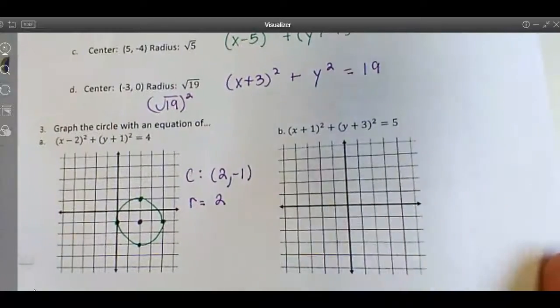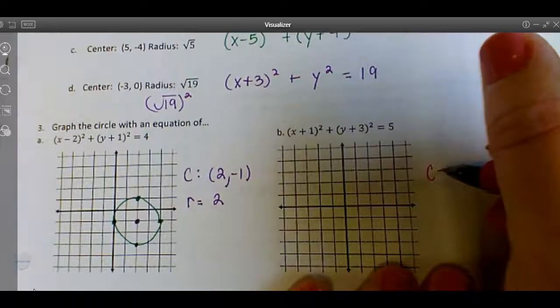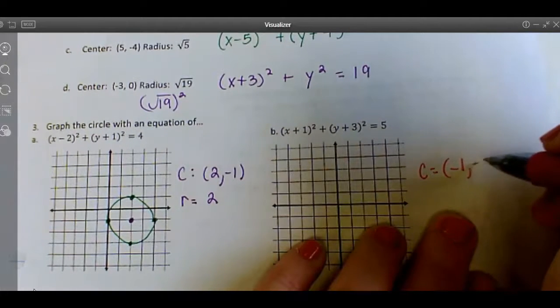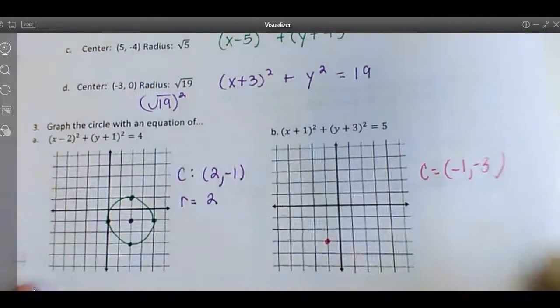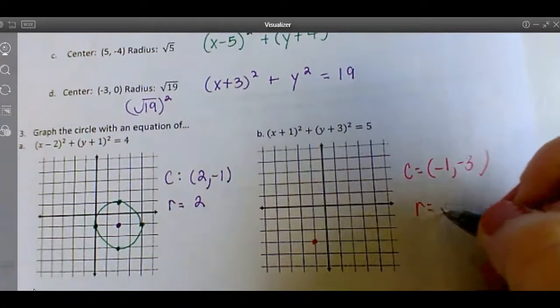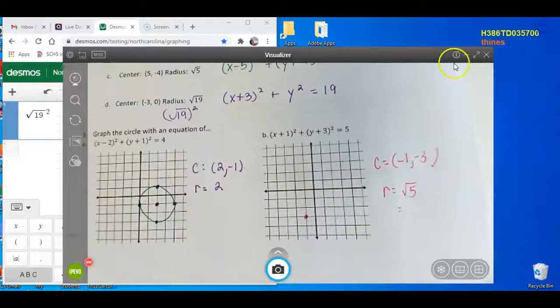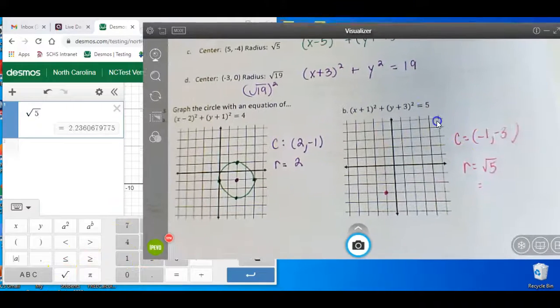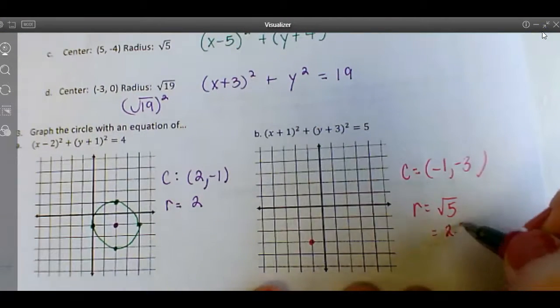Okay, let's look at 3B. So first off, I would try to figure out what the center is. So what's the center? Negative 1, negative 3. Okay, so negative 1, negative 3, and put our point. Okay, our radius is kind of tricky here. It's square root of 5. I don't know what square root of 5 is, but I can find out. And it's going to be a decimal, so we'll have to estimate. We got approximately 2.23 or something like that. So we're just going to say 2.2.